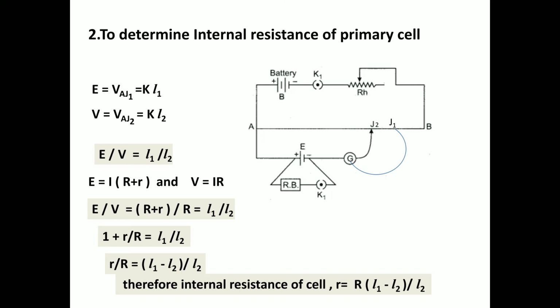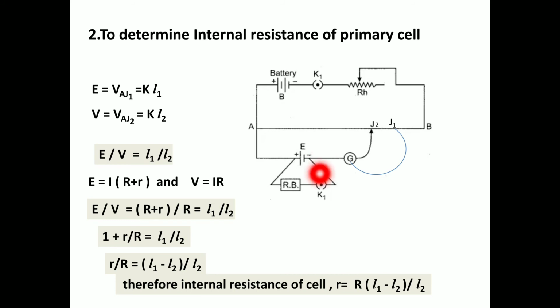So what we will do, we will put a single primary cell. It may be a Leclanché cell, maybe a Daniell cell. This is a primary cell, and in parallel there is a resistance box, maybe of high resistance. Resistance box means one which has variable resistance. It has many keys, and whichever key we are picking up, that much resistance will be there in the circuit.